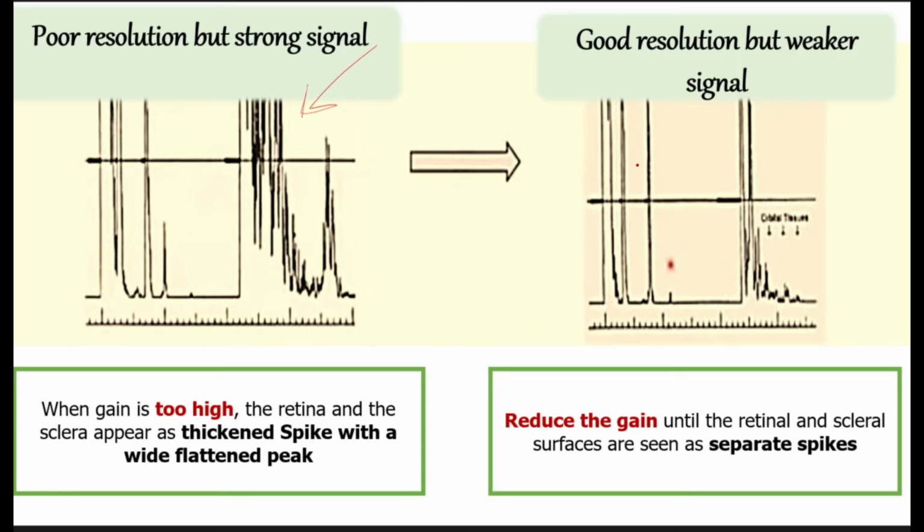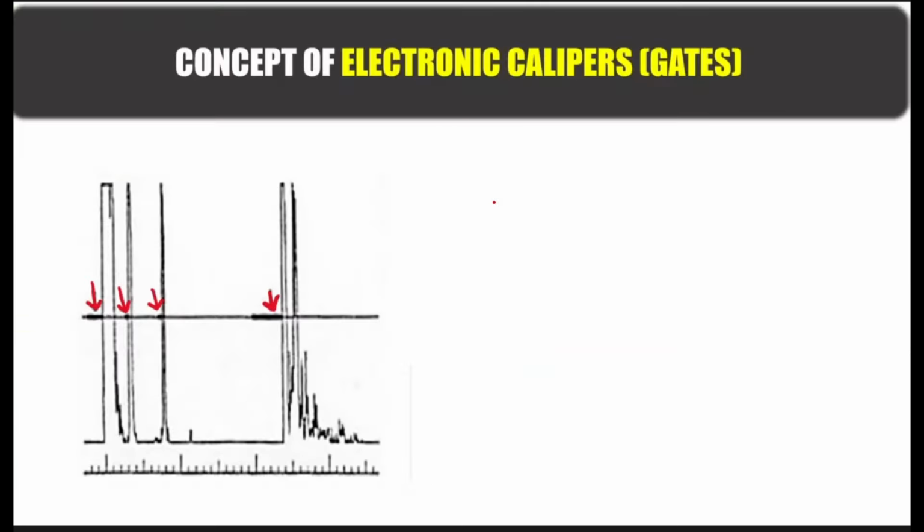Now, ideally, the retinal and the scleral spike should be separate. And if you're carrying out an immersion scan, the peaks of the corneal spike, that is one coming from the epithelium, one coming from the endothelium, they must also be separate. If there's any fusion between these two, then also it's an indicator that you have to actually reduce the gain in order to separate these two peaks.